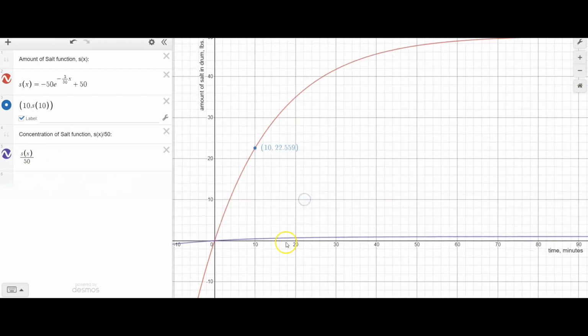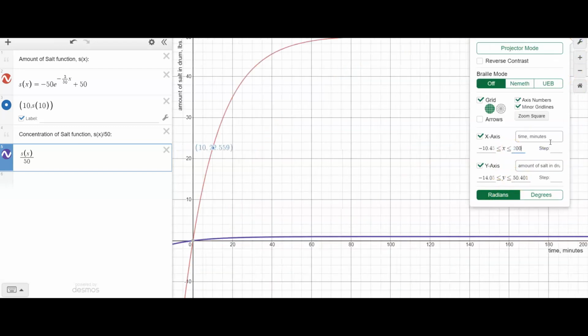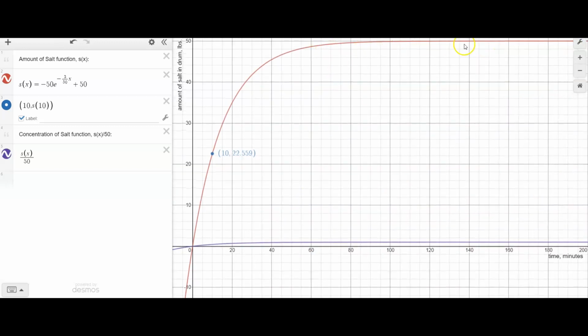And if we do that, then we can see along this curve that it seems to be inching closer and closer and closer to about 1. So you can see that after about 83 minutes, we're approaching a concentration of 0.993 pounds per gallon. Now let me make this go out a little bit further so we can see that more distinctly. If I went to time 200, you can see that by then both have flattened out.